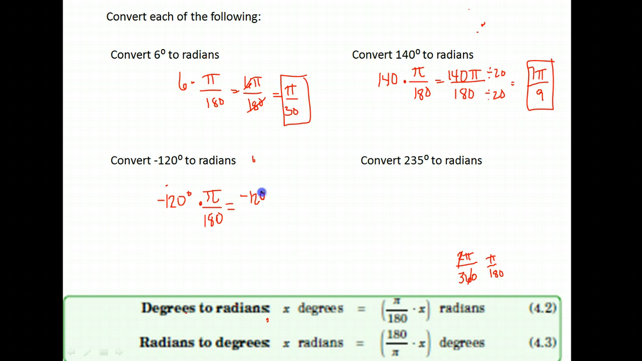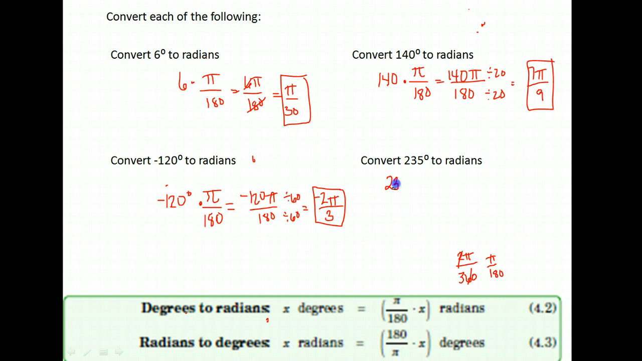We go ahead and multiply. That gives me negative 120 pi over 180, and then we want to reduce that. 60 will go evenly into each of those. 60 goes into 120 twice, so we get the negative 2 pi. 60 goes into 180 3 times, so the negative 120 degrees is the same as negative 2 pi over 3 radians.